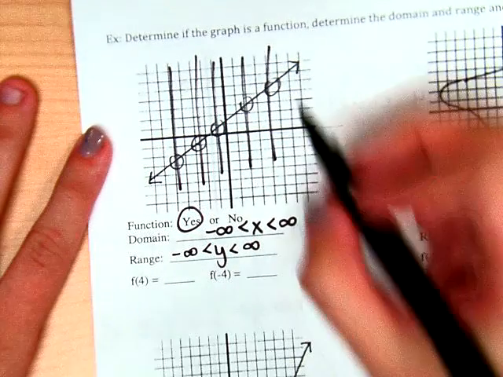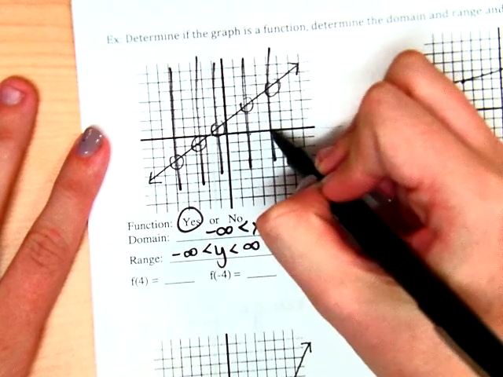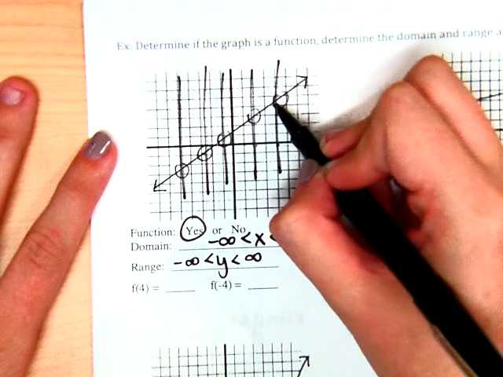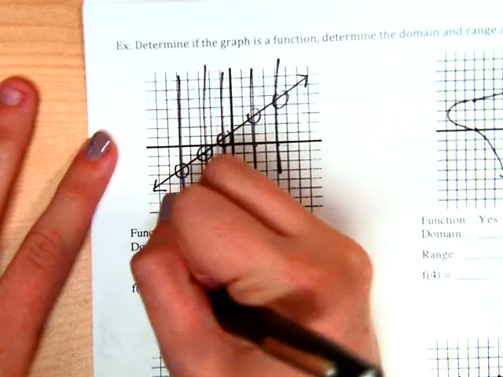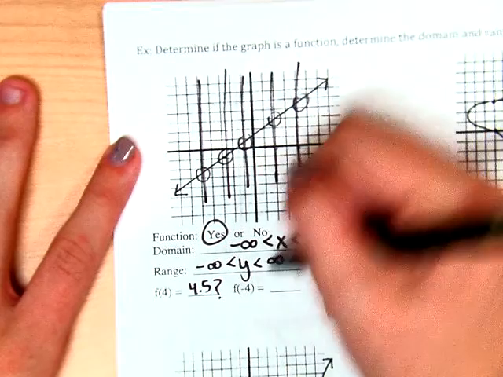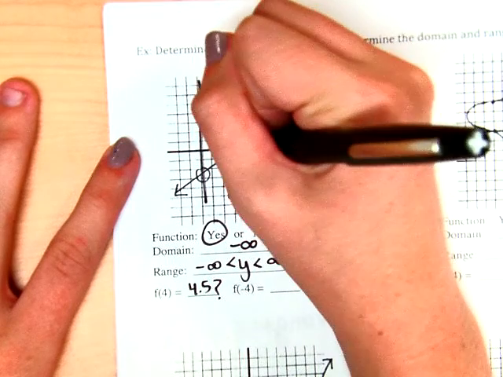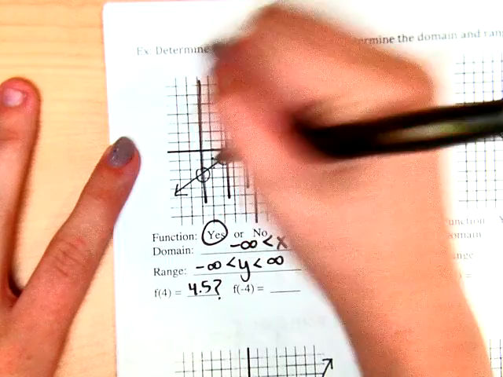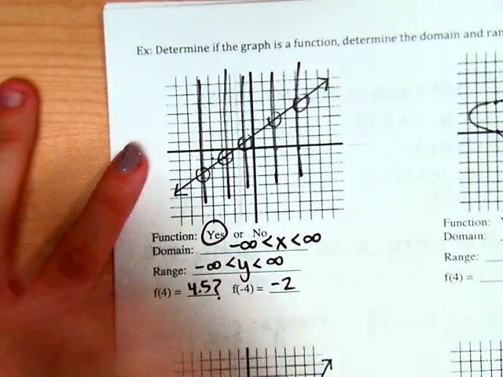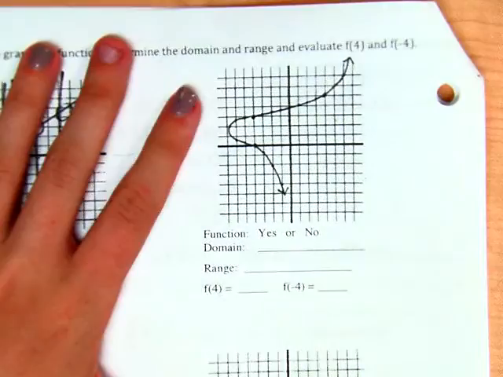And f of 4. So at 1, 2, 3, 4, what's my y value? 1, 2, 3, 4.5 maybe. We'll put a question mark after that. And at f of negative 4, we're close to negative 2. That's a bad example. Let's look at the next one.